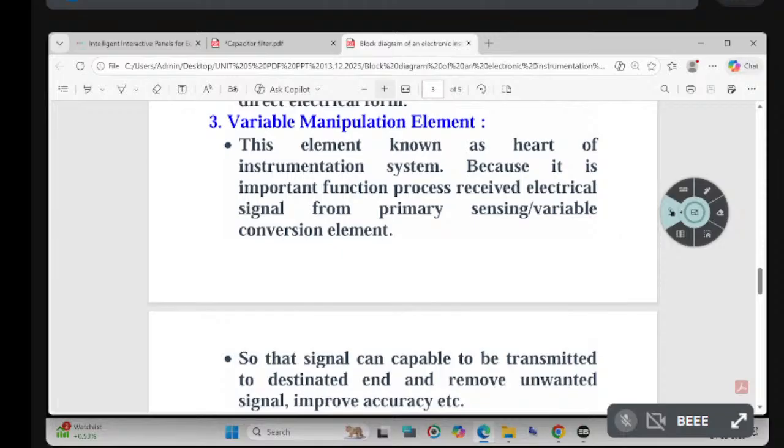The primary sensing element. The temperature is converted to an electrical signal. Who is doing that? Conversion. After that, manipulation has to be done. What is manipulation? Removing the unwanted signals in the system to get accuracy.